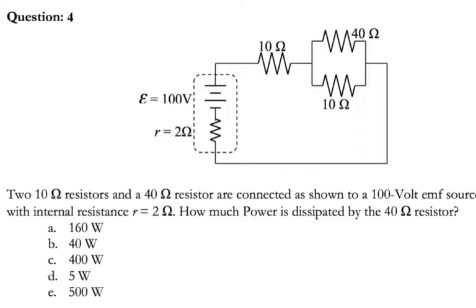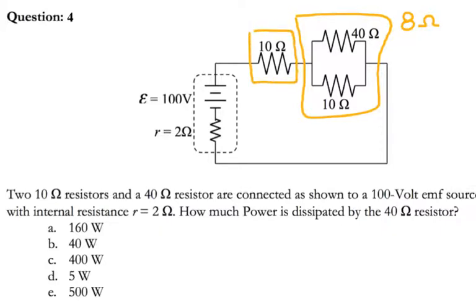And in this question, we have two 10 ohm resistors and a 40 ohm resistor connected as shown to a 100 volt EMF source with internal resistance of 2 ohm. And how much power is dissipated by the 40 ohm resistor? So we have to do the same calculations. We know from the previous problem that if I calculate this total resistance right here, I'm going to get 8 ohm, and this resistor is 10 ohm, and this resistor is 2 ohm.